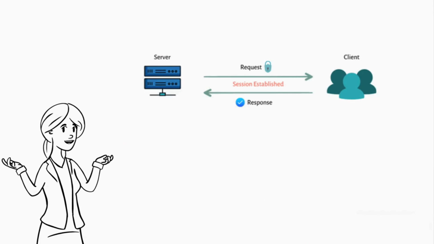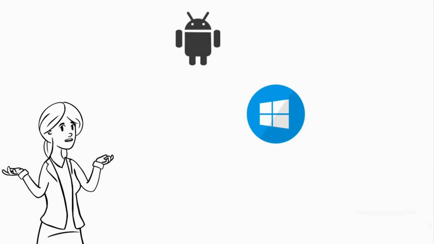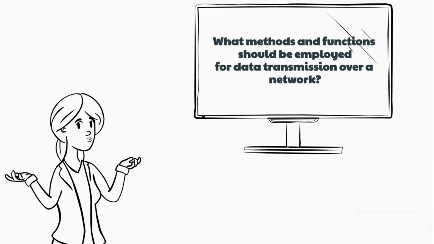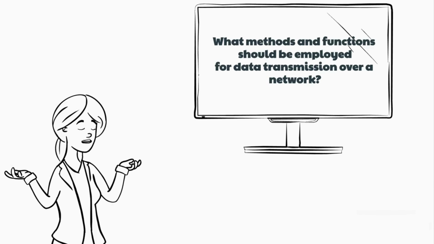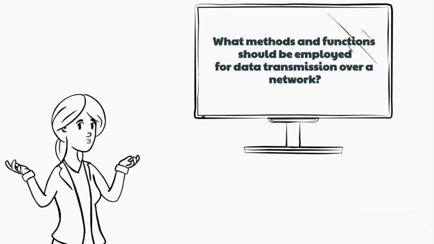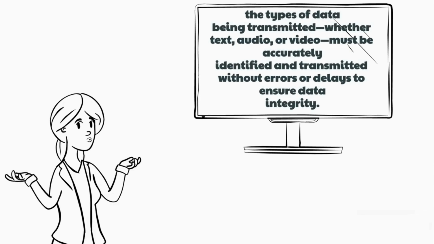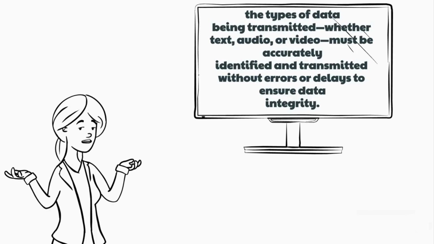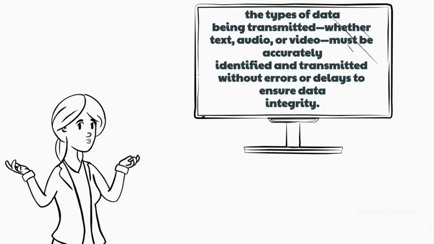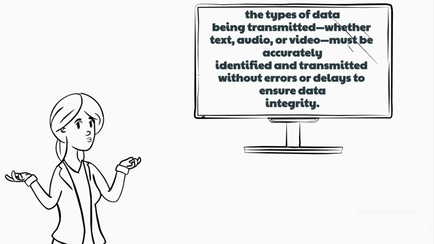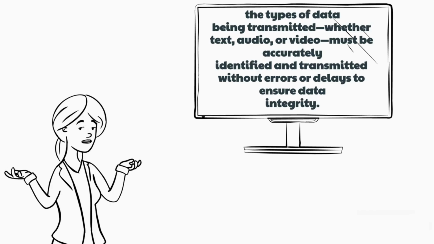Consider the task of transferring a file from an Android device to a Windows-based device. What methods and functions should be employed for data transmission over a network? Additionally, the types of data being transmitted, whether text, audio, or video, must be accurately identified and transmitted without errors or delays to ensure data integrity.